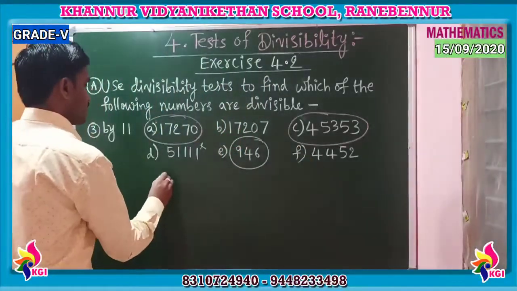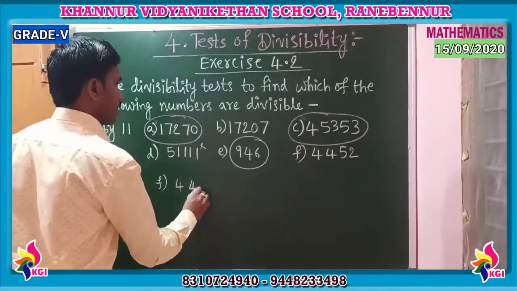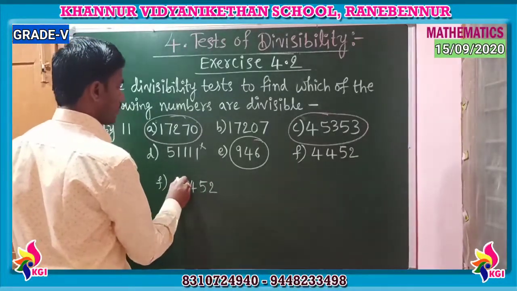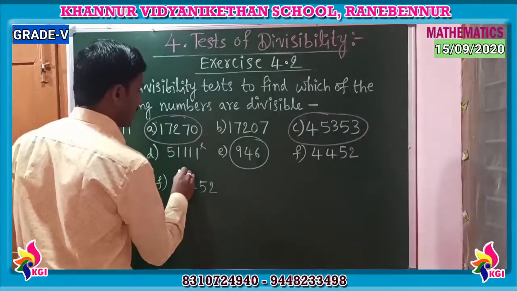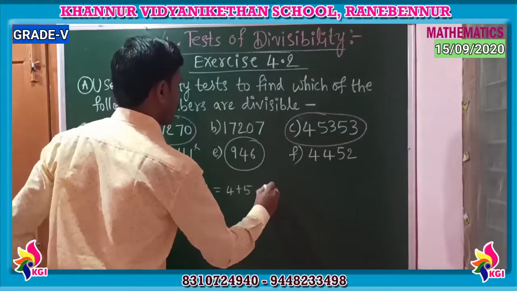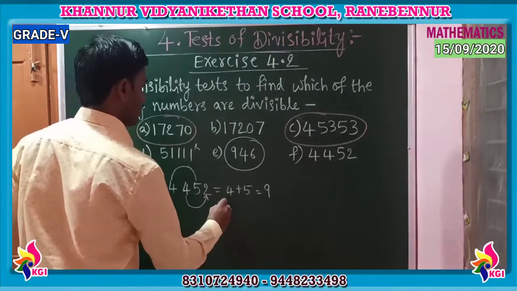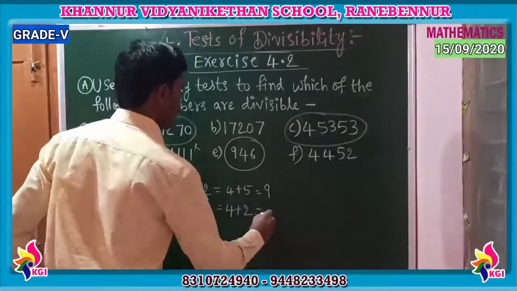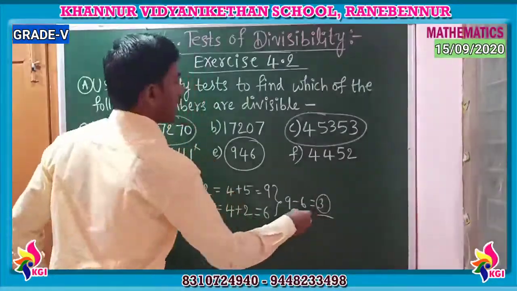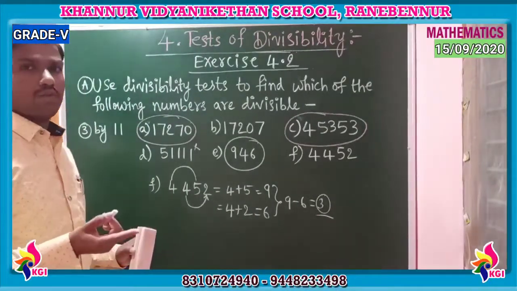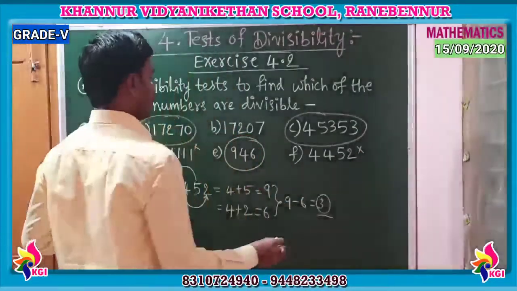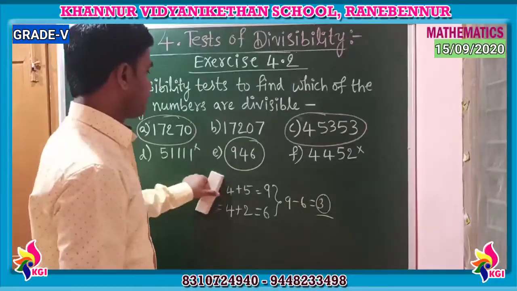Next, we check this F question: 4,452. Is this number divisible by 11 or not? First of all, we take the sum of its alternate digits. First and third digits: 4 plus 5 is equal to 9. And the second and fourth digits: 4 plus 2 is equal to 6. Then 9 minus 6, their difference, is 3. We get 3, but not 0 or 11. So this 4,452 is also not divisible by 11.